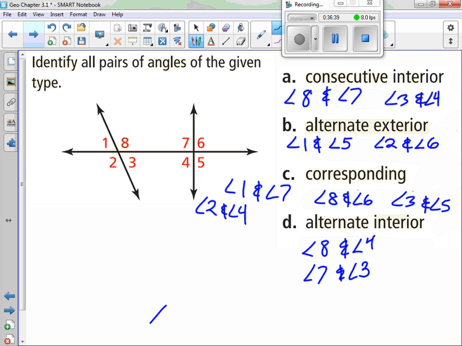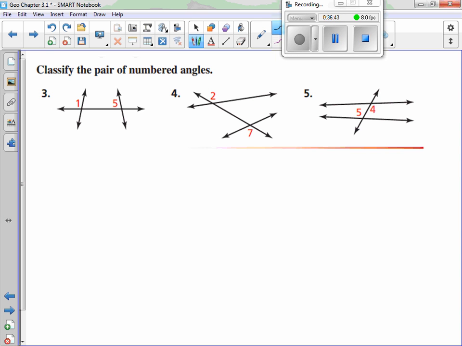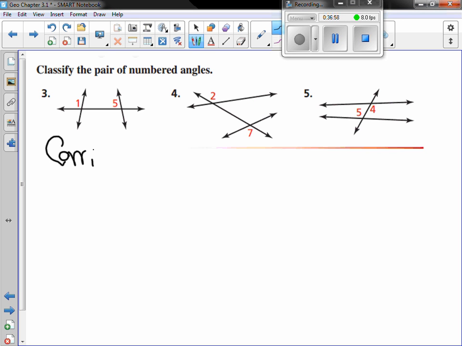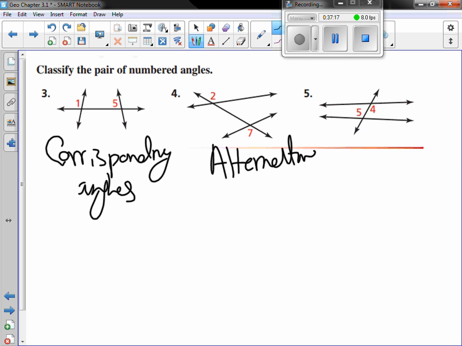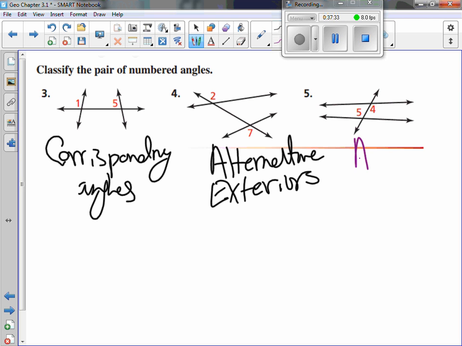Yes? Because again, on the homework, it's going to be asking stuff like this here. Classify each pair of angles. So 1 and 5 would be what? They'd be corresponding because they lie in the same spots, don't they? Because we have above and to the right, above and to the right. So they are corresponding angles. Alternate exterior angles, because they're outside of the 2 lines and on opposite sides, so they're alternate exterior angles. And last but not least, alternate interior.